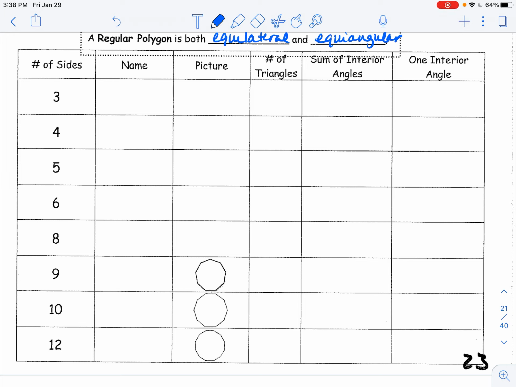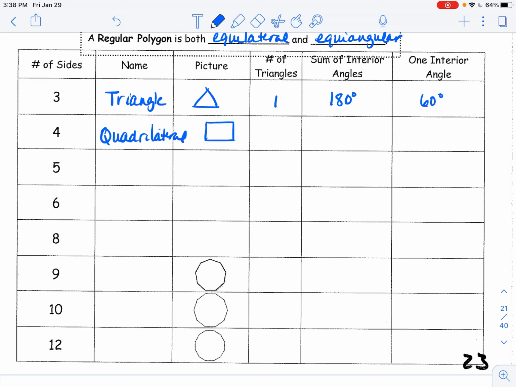All right, so let's take a look. Well, we know that a 3-sided figure is called a triangle, just like this, 3 sides. The number of triangles is 1. The sum of the interior angles, we know that the 3 angles add to 180. And one interior angle, if it was equiangular, a regular polygon, would be 60 degrees.